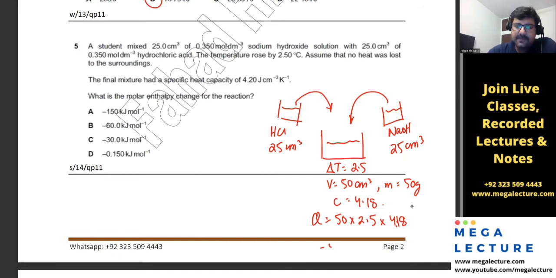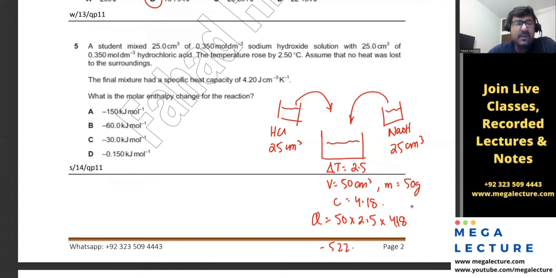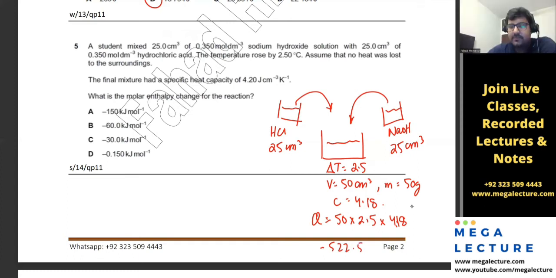Wait. So you're getting -522. Yeah, -522.5. So -522.48, yeah. 0.5, sir. It's only in joules, right?